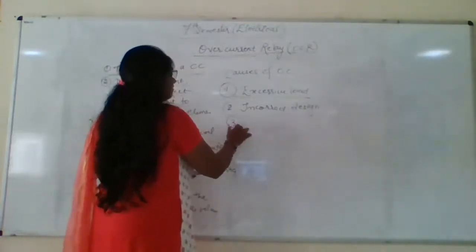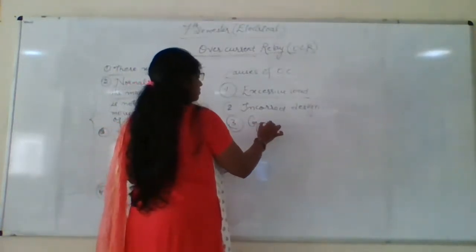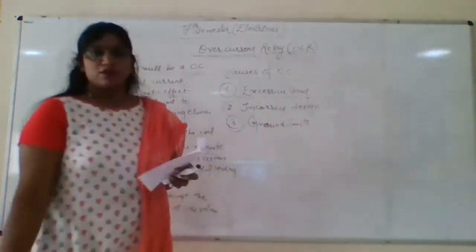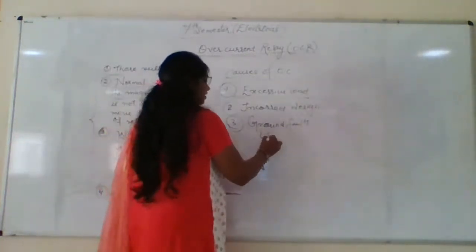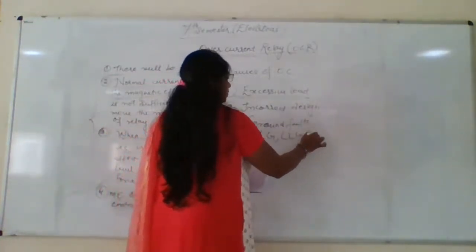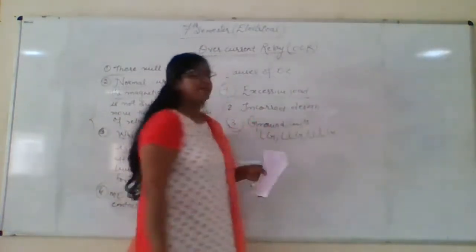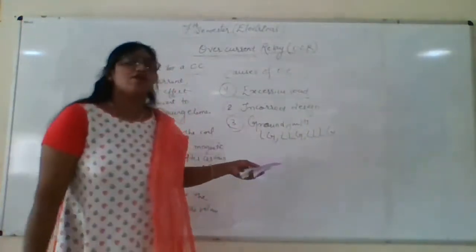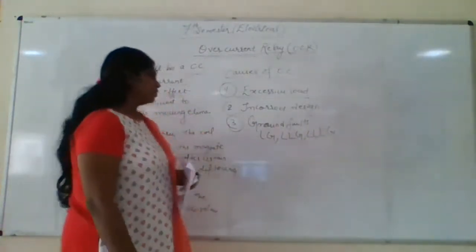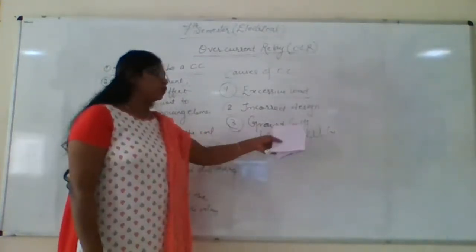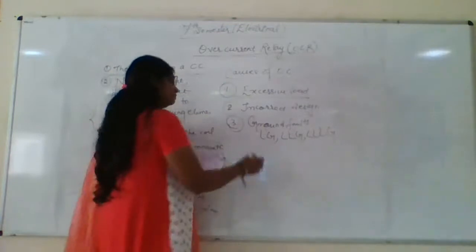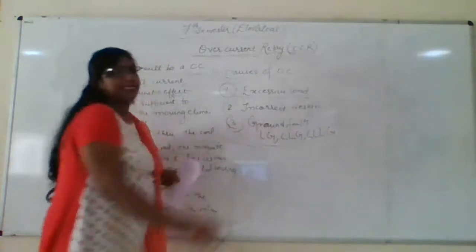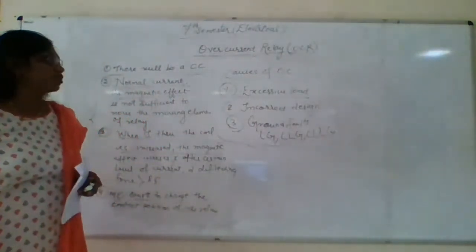Thirdly, we have ground faults. I need not say what a ground fault is because you all know it: LG, LLG, triple LG. I believe you guys know this, isn't it? We came across these many faults in power systems, right? All those faults which include ground. So these are the primary or main causes of overcurrent in any system. You can note down these causes of OCR.